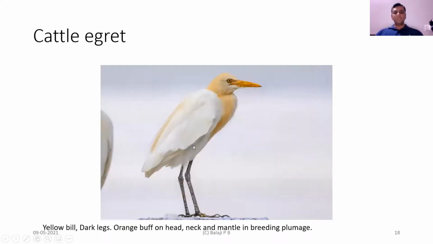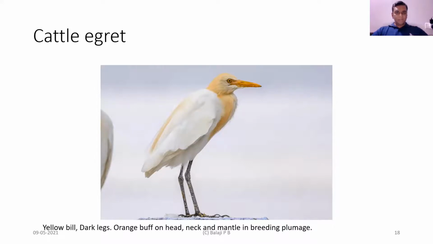Yeah. So the first, the most common species that we see around us, is the cattle egret. Wherever there's a fresh field that's being plowed, whether by cattle or by tractors, you'll find the egrets flocking together to those fields to pick on these worms and other small insects. It has a very yellow bill, dark legs, and in the non-breeding plumage, the feathers are almost always white.